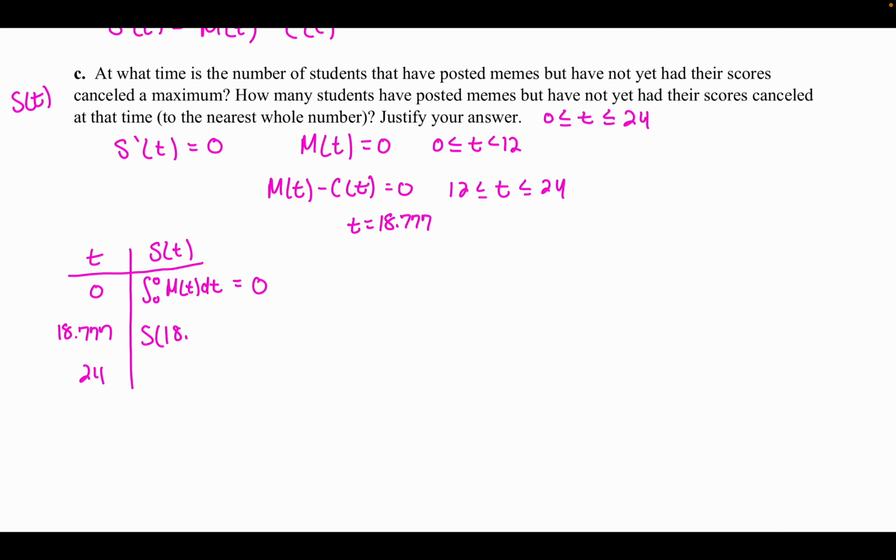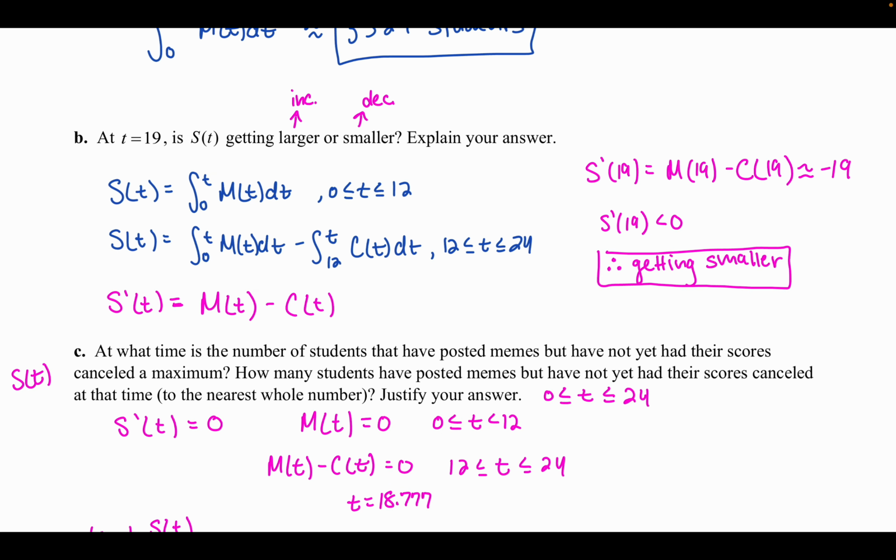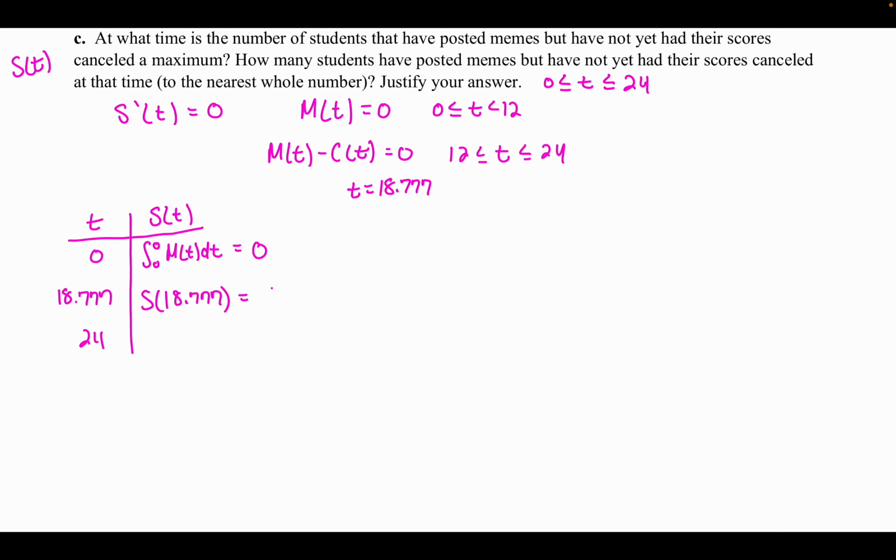S of 18.777 is a little more complicated. That is going to fall into this category, this equation. So that's going to be the integral from 0 to 18.777 of m of t dt, minus the integral from 12 to 18.777 of c of t dt. Okay. The second integral starts at 12 because c of t, the domain starts at 12. We're only taking away canceling scores after 12 hours.